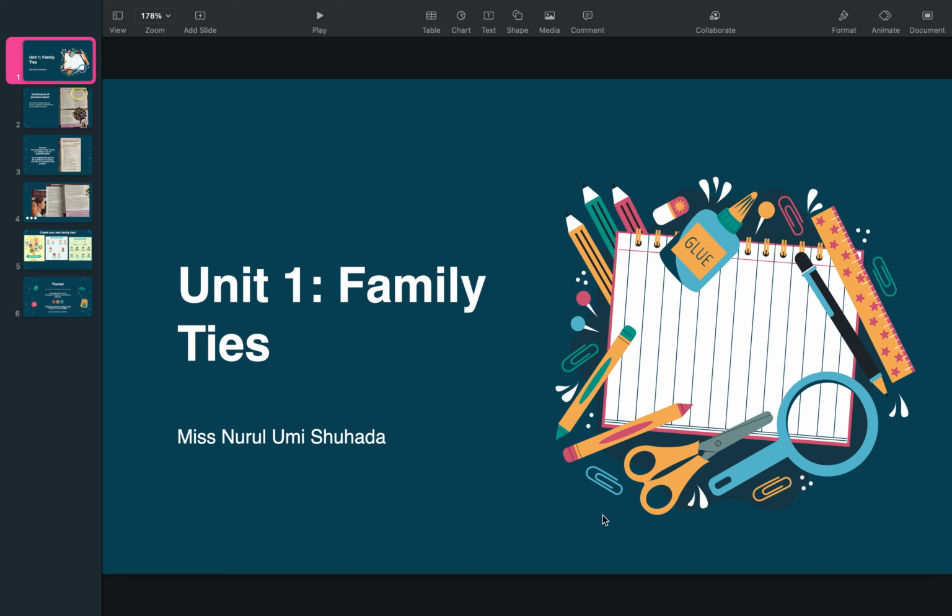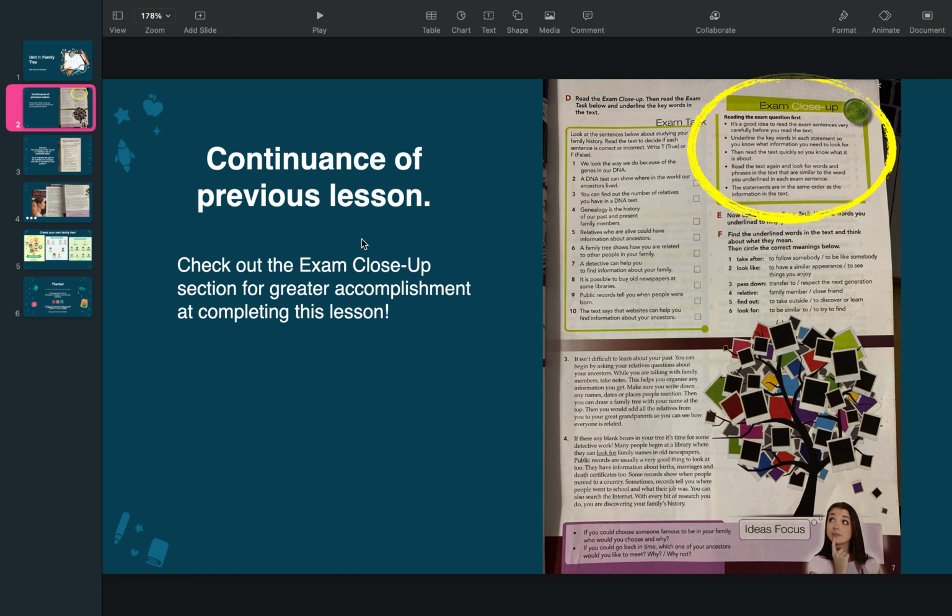on Unit 1 with the title Family Ties. Okay, hai semua, kita masih lagi dalam Unit 1 bagi sesi kali ni. Family ties itu hubungan kekeluargaan. Okay, so basically what we're going to do today is quite simple. We're just going to continue with our previous lesson.